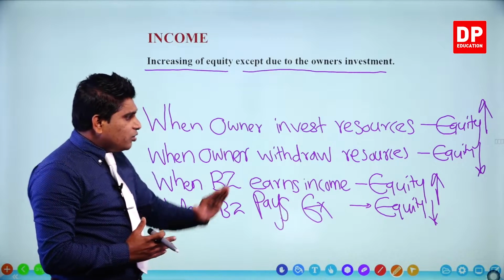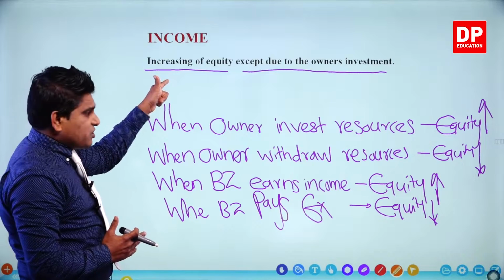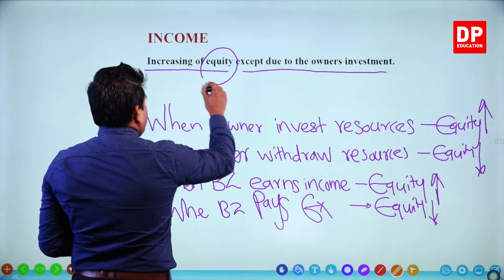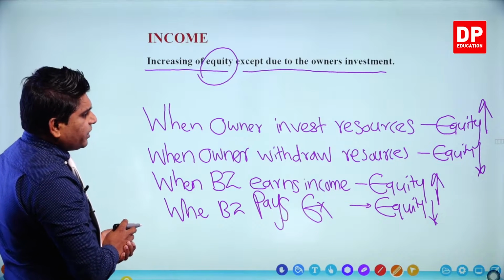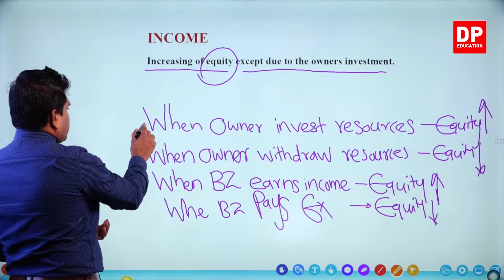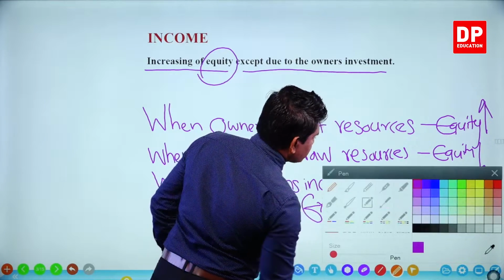Right? Now, you remember this everything. Then I move to the income definition. Increasing of equity. Okay, increasing of equity. You know there are 2 points to increase equity. What are they? When owner invests resources from the business to the business, we say equity increases, right?